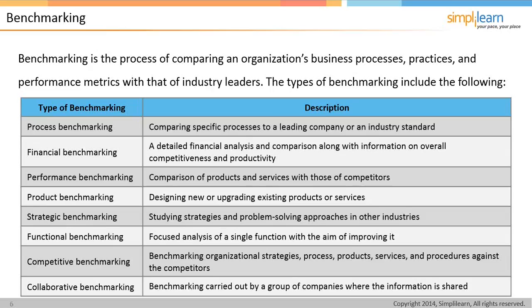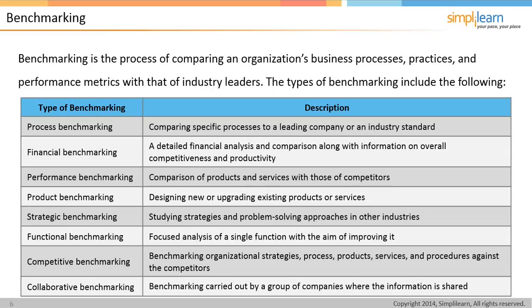So some of the different types of benchmarking, we've got process benchmarking, where we'll compare specific processes to a leading company or an industry standard. Financial benchmarking, a detailed financial analysis and comparison along with information on overall competitiveness and productivity. We've got performance benchmarking, where we'll do a comparison of products and services with those of competitors. You know, the Pepsi Challenge a number of years ago would be an example of that.